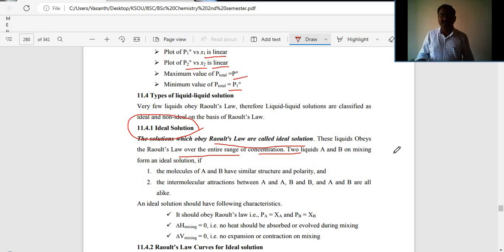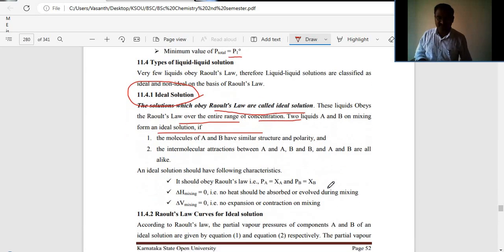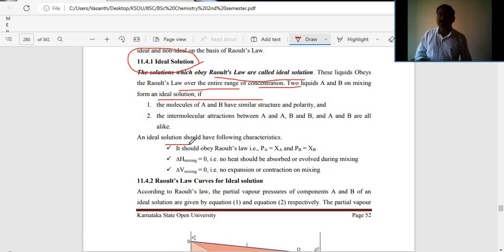Here, two liquids A and B on mixing form an ideal solution. The molecules of A and B have similar structures and polarity. The intermolecular attractions between A-A, B-B and A-B are alike. The ideal solutions have the following characteristics. They obey Raoult's law, so PA is equal to PA naught XA and PB is equal to PB naught XB.